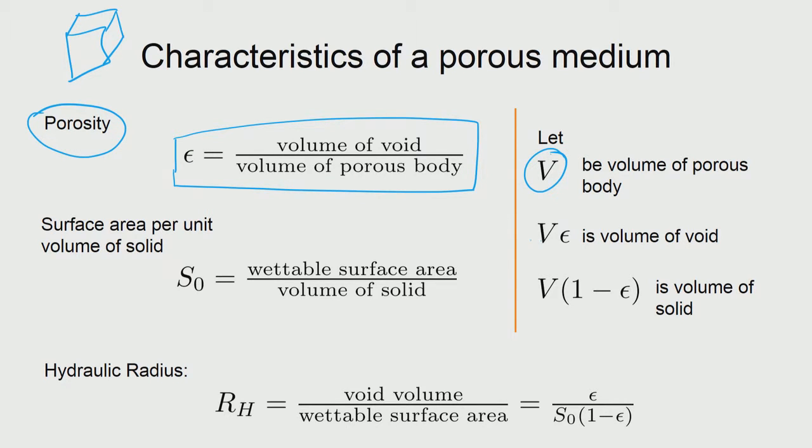So V epsilon then becomes the volume of the void, because from the definition V is this, and therefore V epsilon would then be the void. So the ratio becomes V epsilon by V, that is epsilon, which is basically the porosity. So the porosity is one characteristic.